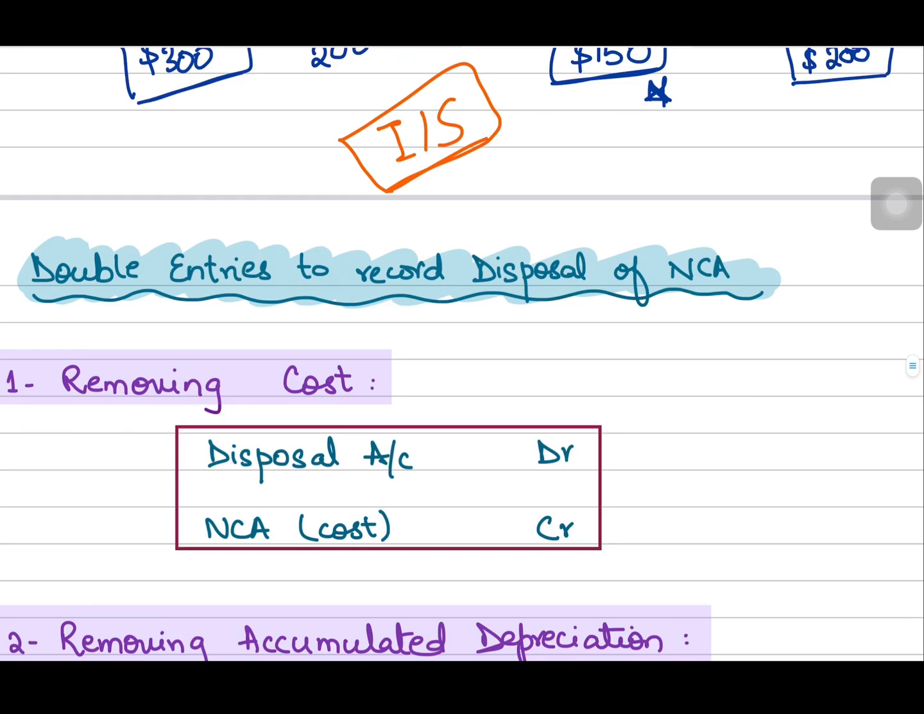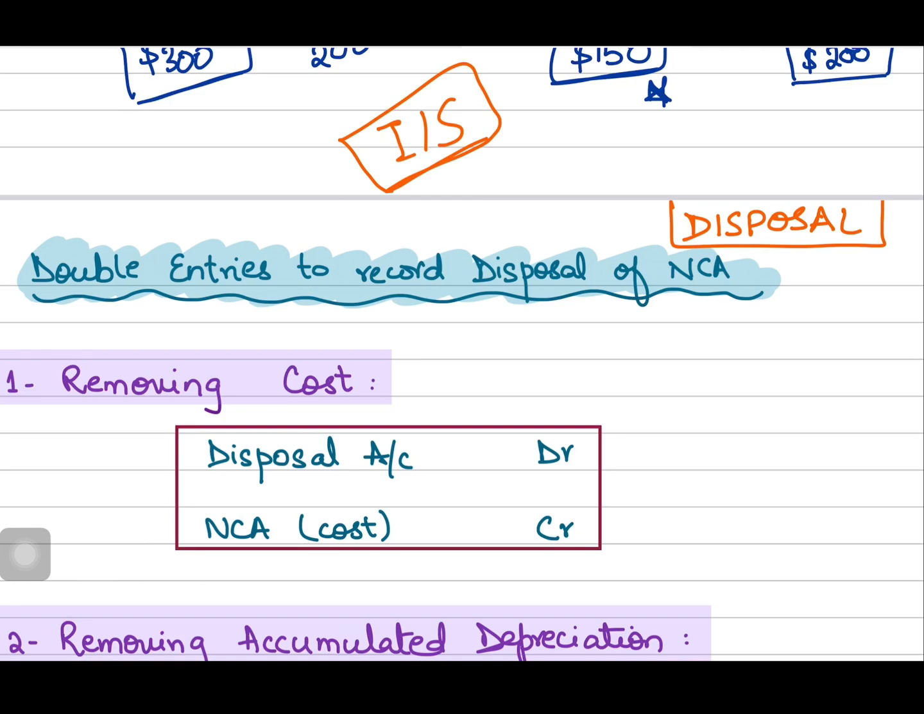First thing was to remove the cost. So how do we remove the cost? We remove the cost by crediting the non-current asset cost account and debiting the disposal account. Okay, so this shows us that there is a separate account opened at the time of disposal, and the name of that account is disposal account. Whatever the non-current asset is, if it's machinery, fixtures and fittings, then fixtures and fittings disposal account, machinery disposal account, plant and equipment disposal account, etc.